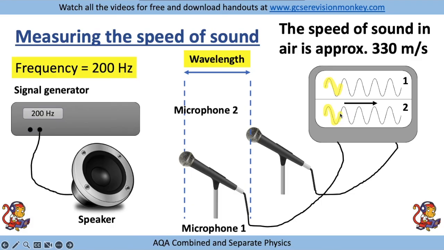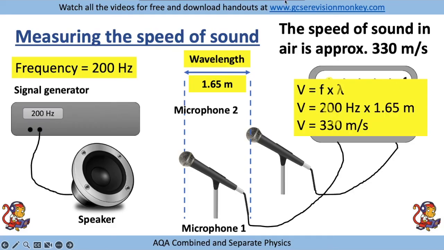And you would measure that with a ruler and record that distance, for example 1.65. So now we have a frequency, which is 200, set by the signal generator, and a wavelength of 1.65, which we've measured as the distance between the two microphones when the wavefronts realign perfectly. We can then use the wave equation v equals f lambda, or wave speed equals frequency times wavelength, to calculate the speed of sound. So in this case 200 Hz as set by the signal generator multiplied by the wavelength of 1.65 gives us 330 meters per second.